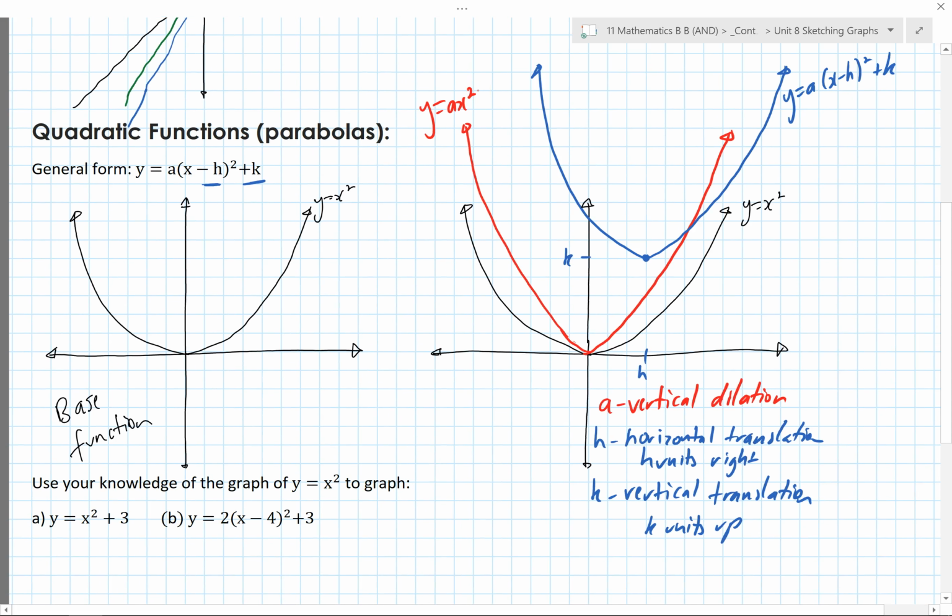So we can see how this general form of a quadratic can be drawn by first stretching or compressing and then moving it around. The idea of this general form is that the turning point is at (h, k). Turning point at (h, k), which is really useful because then when I look at equations of graphs, I can automatically see where the minimum is going to be, as long as it's in that turning point form or general form.